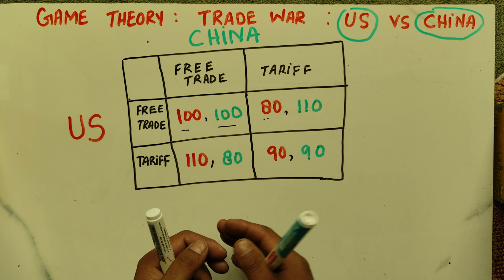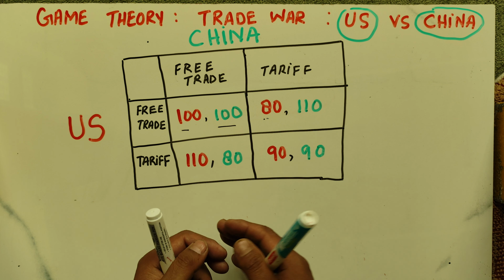Here you can see that imposing tariff is a dominant strategy for both the countries. That means whatever the other country chooses, let us say in this case whatever China chooses, either free trade or tariff, US has more advantage in imposing tariff, and the same is true for China. Whatever US does, imposing tariff is a better strategy for China. Here you can see these red color elements dominate.